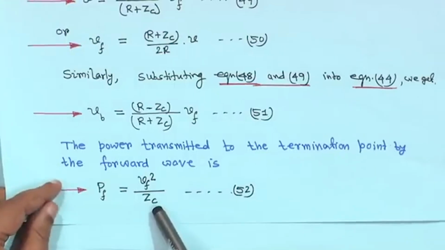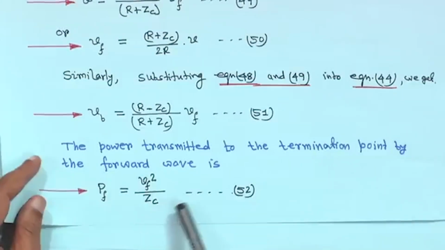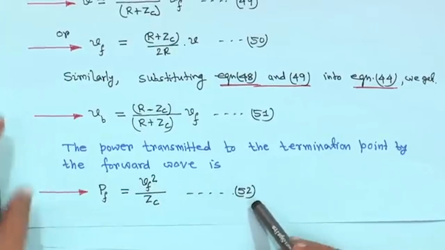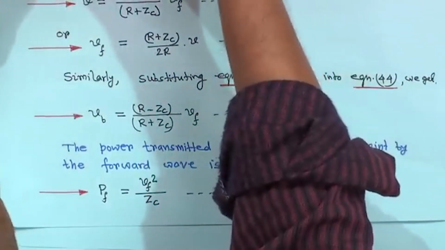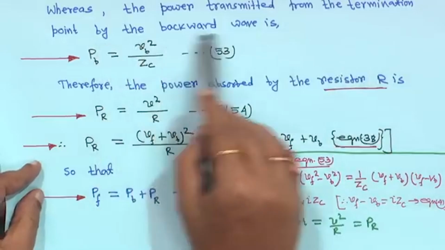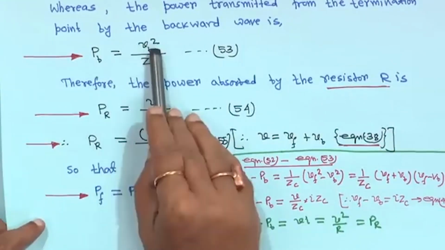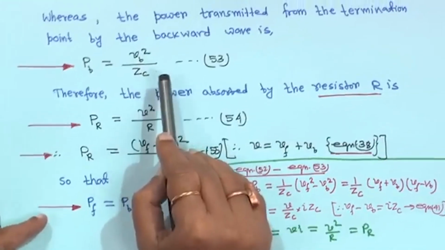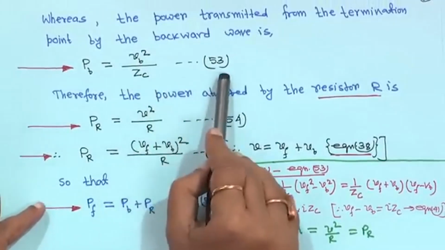So, the power transmitted to the termination point by the forward wave will be Vf square upon Zc, where Zc is the characteristic impedance of the line. This is equation 52. Next, the power transmitted from the termination point by the backward wave, Pb, will be Vb square upon Zc. This is understandable. So, it is equation 53.